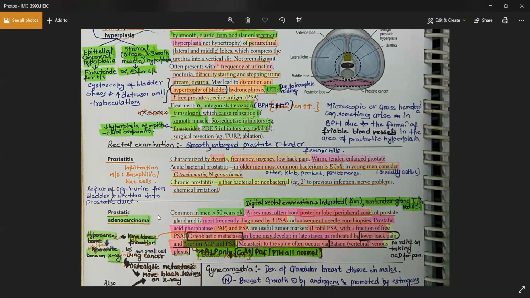No, it's internal. Yeah, it was internal. Okay. Yeah, you're right. It was the internal iliac lymph nodes. So there you will perform the biopsy. You will check whether the lymph node involvement is there or not. Yeah. So that was all about it.